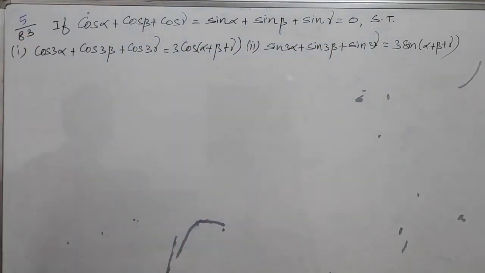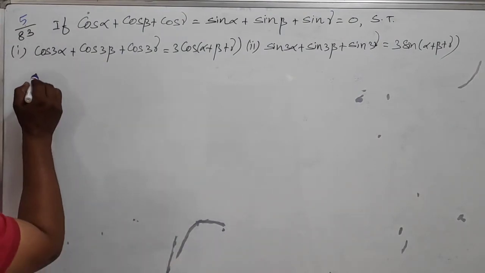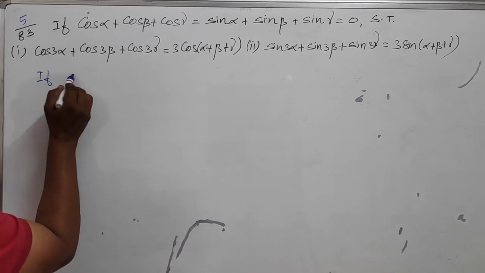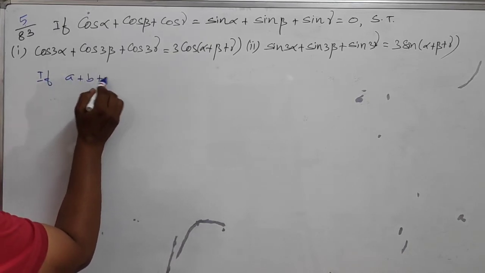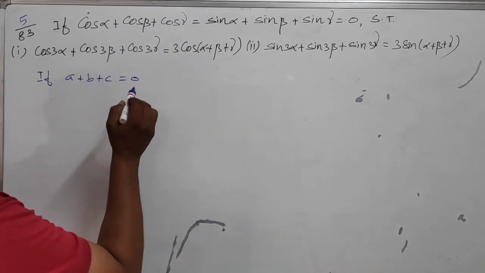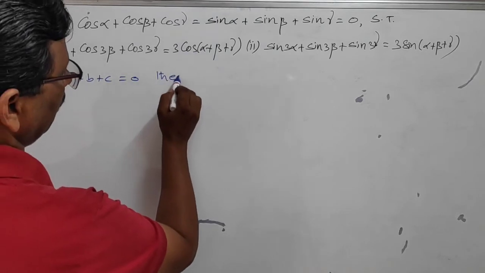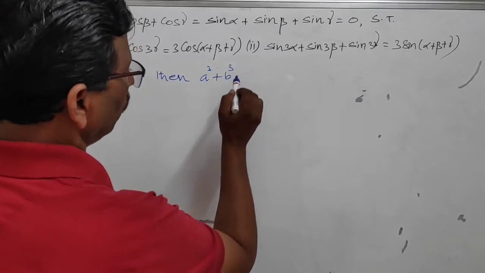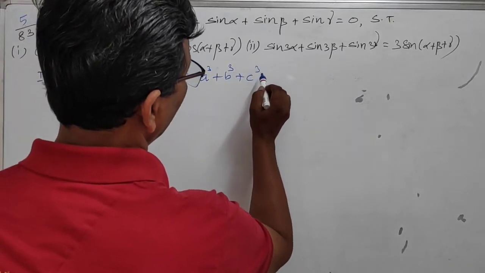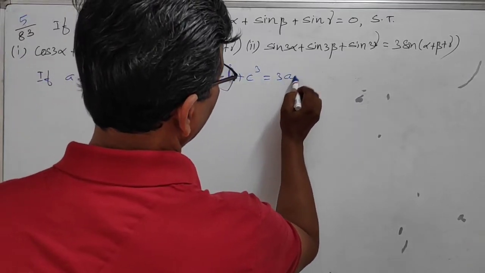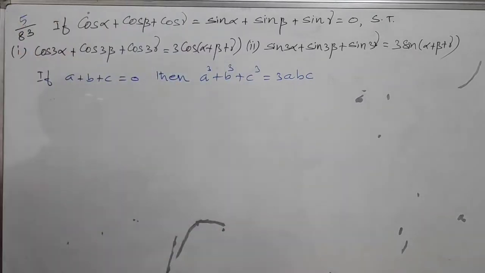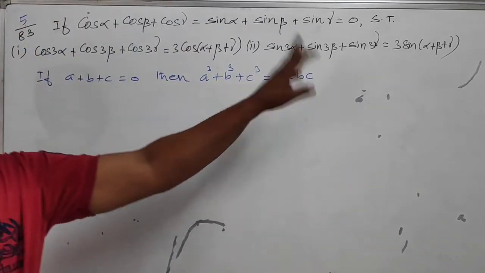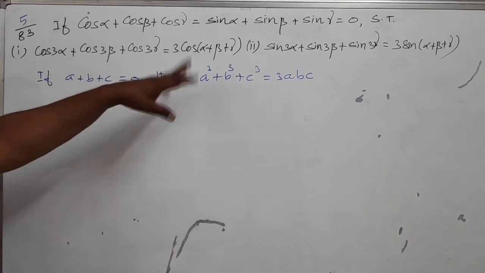Now for proving this result we need an identity. We know that if a plus b plus c equal to 0, then we can say that a cube plus b cube plus c cube equal to 3abc. This is a known result in algebra. This is an algebraic identity we can say.